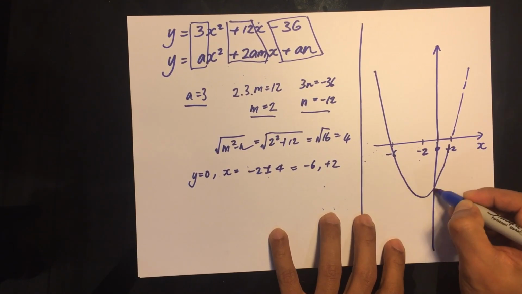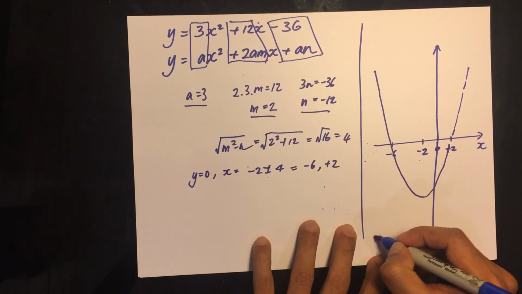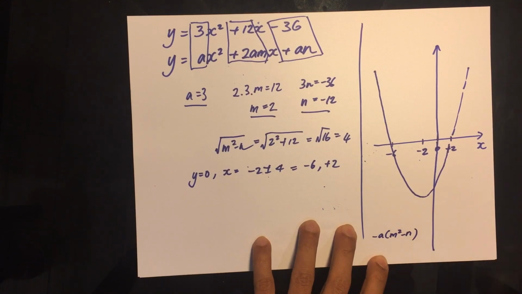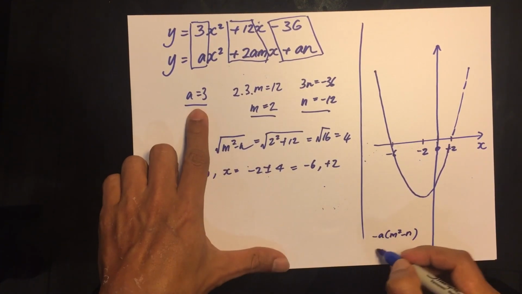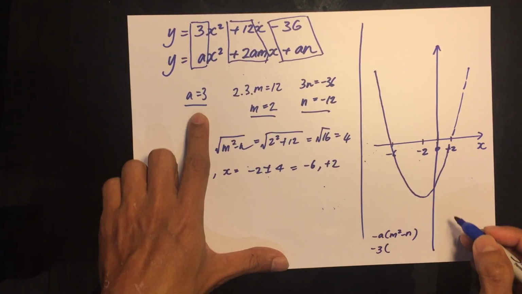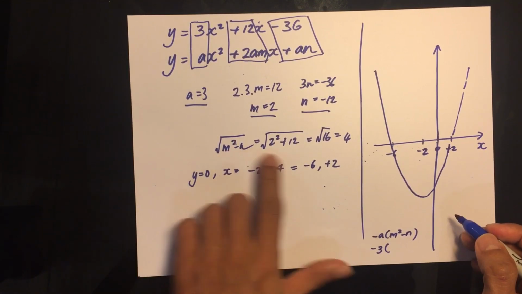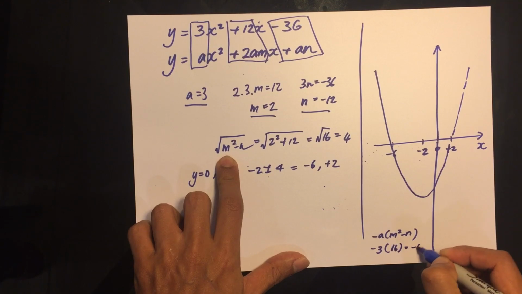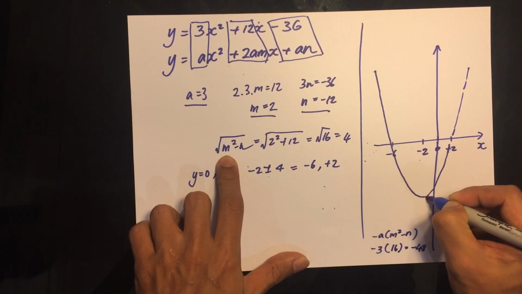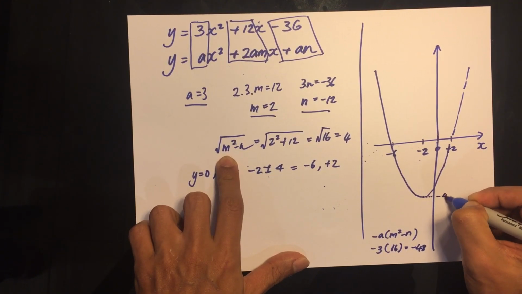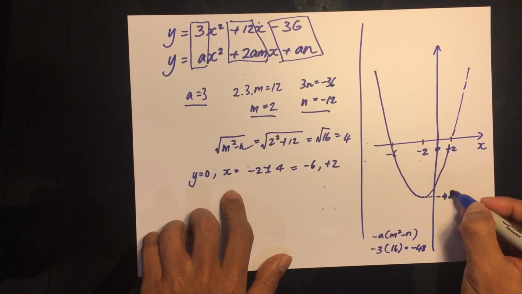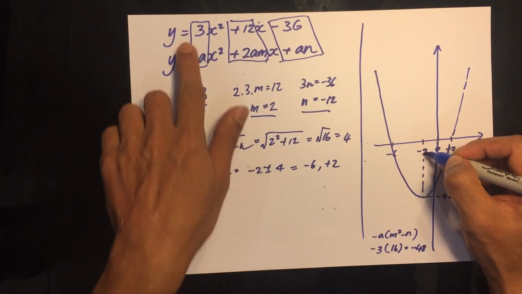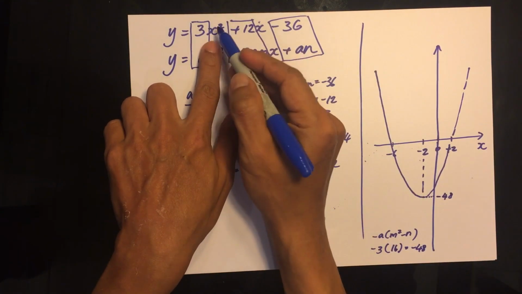The bottom point here is, as you can recall, negative a into m squared minus n, which in this case is negative 3 into the square root of m squared minus n, which is 4, so the square of that will be 16, which is negative 48. So that bottom point here is negative 48. You could have got the same value by substituting x equals negative 2 into this expression, right?